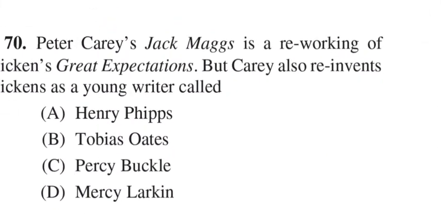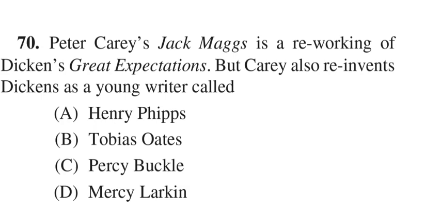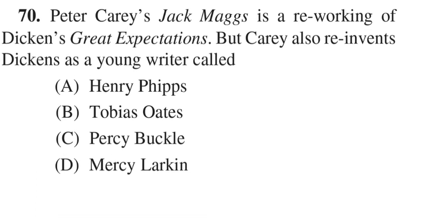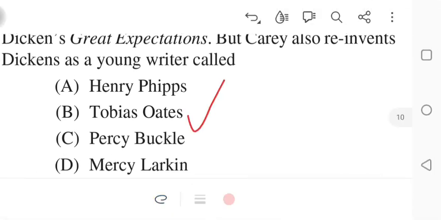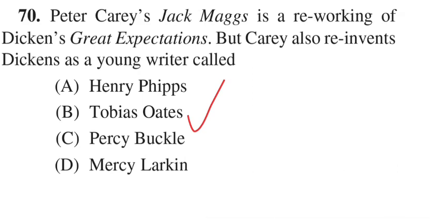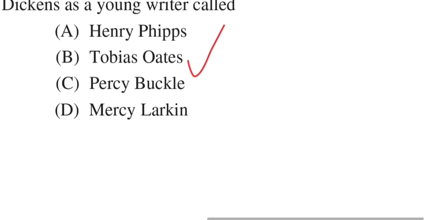Number 70, it says, Jack Maggs is a reworking of Dickens' Great Expectations, but Carey also reinvents Dickens as a young writer called what? Henry Pepys, Tobias Oates, Percy Buckle, Mercy Larkin. B, Tobias Oates. Peter Carey's Jack Maggs is a reworking of Dickens' Great Expectations, but Carey also reinvents Dickens as a young writer called Tobias Oates. Got it?